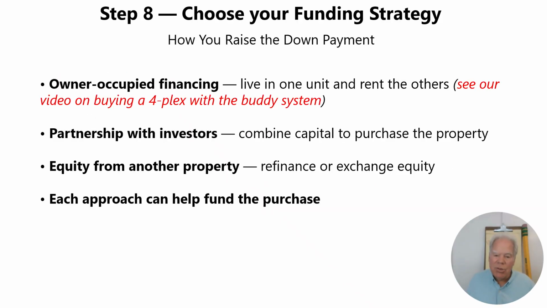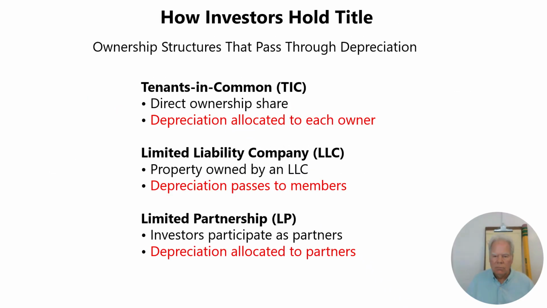The next step is choosing your funding strategy. In other words, how you raise the down payment. Some investors start with owner-occupied financing. If you don't own property yet, you may want to see our video on buying a fourplex using the buddy system. Other investors partner with investors to combine capital, and some use equity from another property to fund the purchase. There are several ways to raise the funds. The key is choosing the approach that will work best for you.